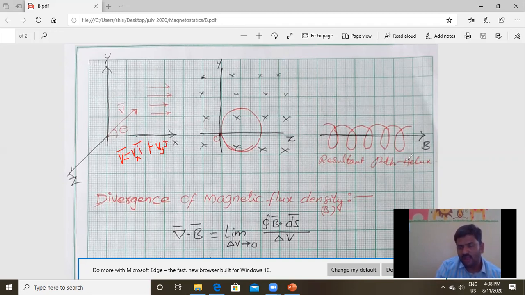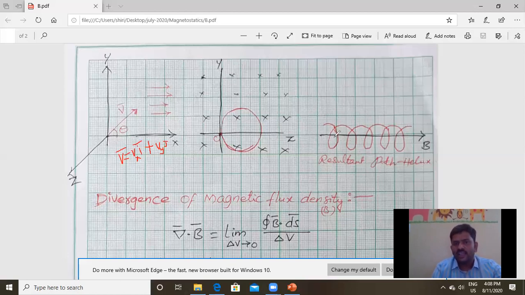That means the combined effect of Vx and Vy is that it moves along this axis x, and it performs circular motion. That means it is a helical path. The radius of this helical path is what we just now derived. The distance between two successive circles of a helical path is known as pitch.